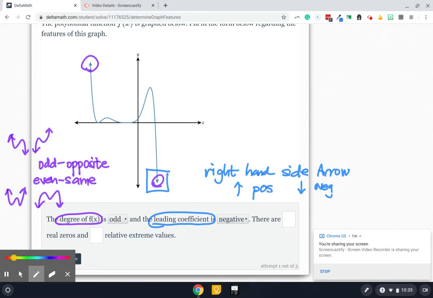Okay, the next thing Delta Math asks you is about the real zeros. And remember, zeros are just all about the x-axis. So when I look at this one, there's 1, 2, 3 places where we are interacting with the x-axis. So I'm going to go in this box and I'm going to put 3.